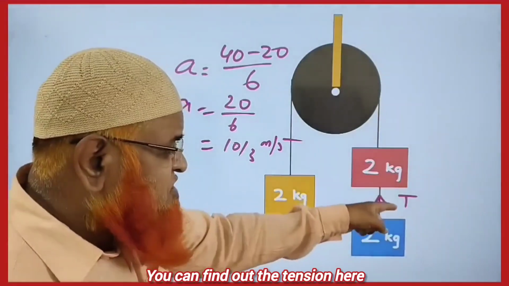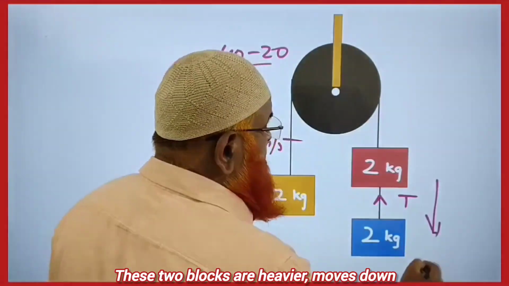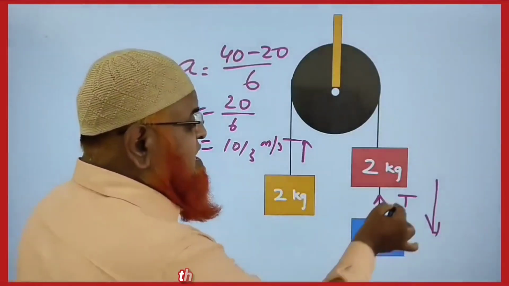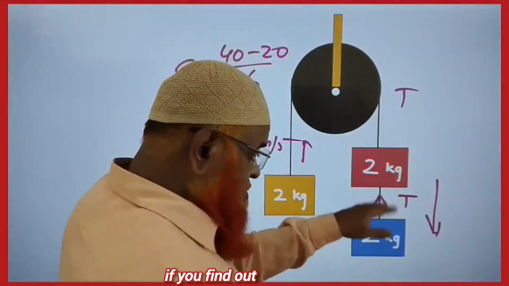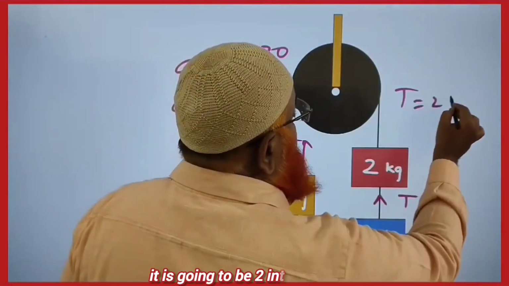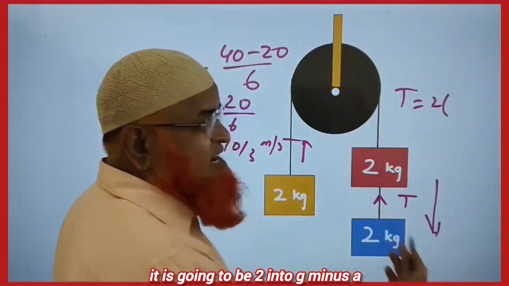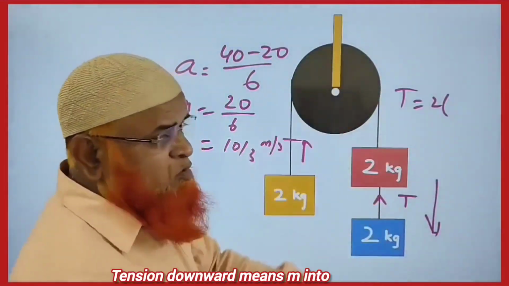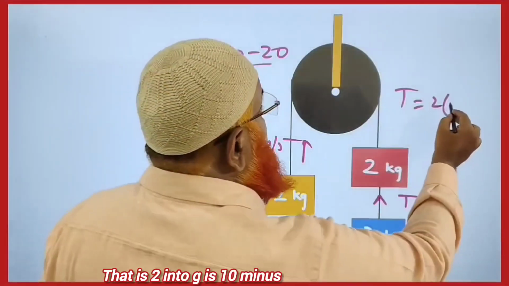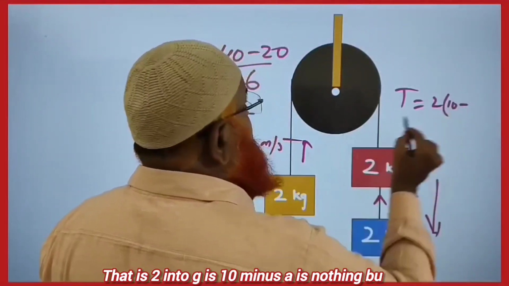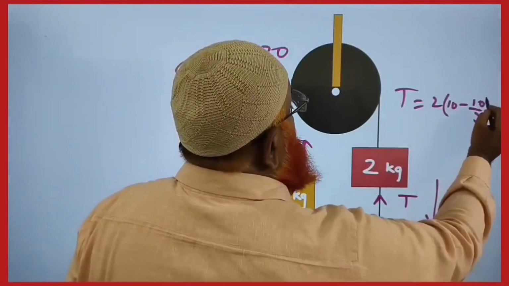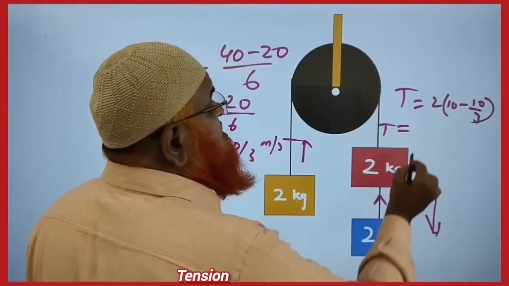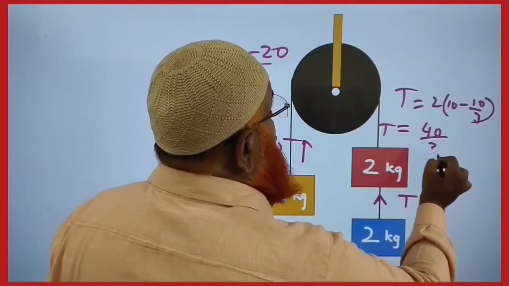You can find out the tension here. These two blocks are heavier, so they move down. This is moving upwards. Here the tension, if you find it for this one, is going to be 2 into g minus a. Tension downward means m into g minus a. That is 2 into g, which is 10, minus a, which is nothing but 10 by 3 here. So tension T is equal to 40 by 3 here.